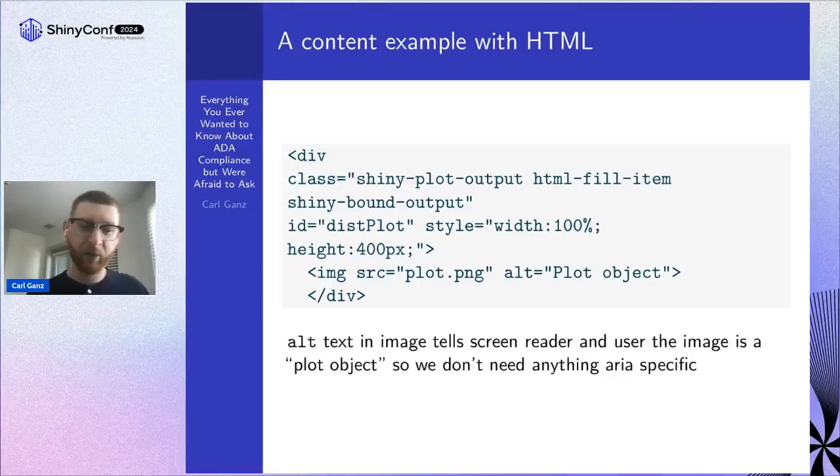Shiny does this by default. The renderPlot function has an alt parameter. We can dynamically populate this text, but if we leave it blank, it will give us this generic plot object message. I'll get into a little bit later how we can be as granular or as specific as we want with this content here.